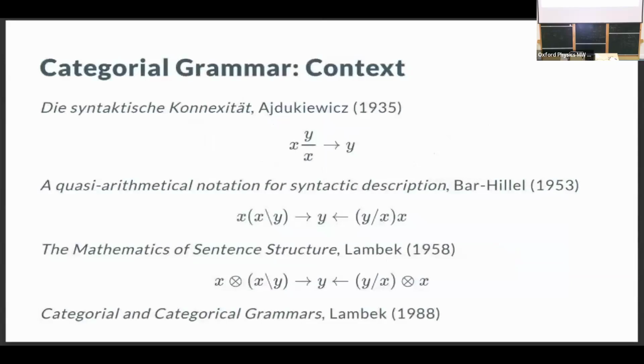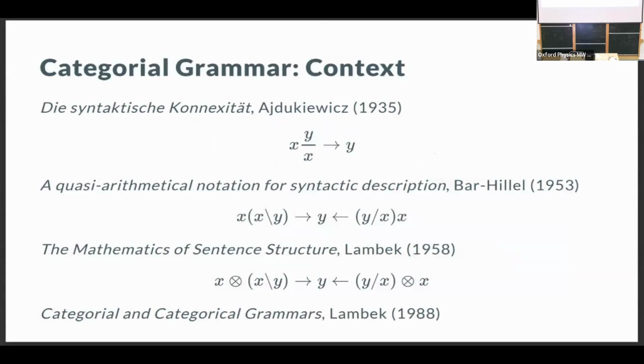So I guess to give some context on explaining how these grammars work and how you formalize them in terms of categories, it all starts in the 30s. So there's this first paper from Ajdukiewicz where essentially he's got this intuition that we can understand syntax of natural language in terms of this very simple equation that you've seen in middle school, where you take a number x, you multiply it by a fraction y over x, you get a y out.